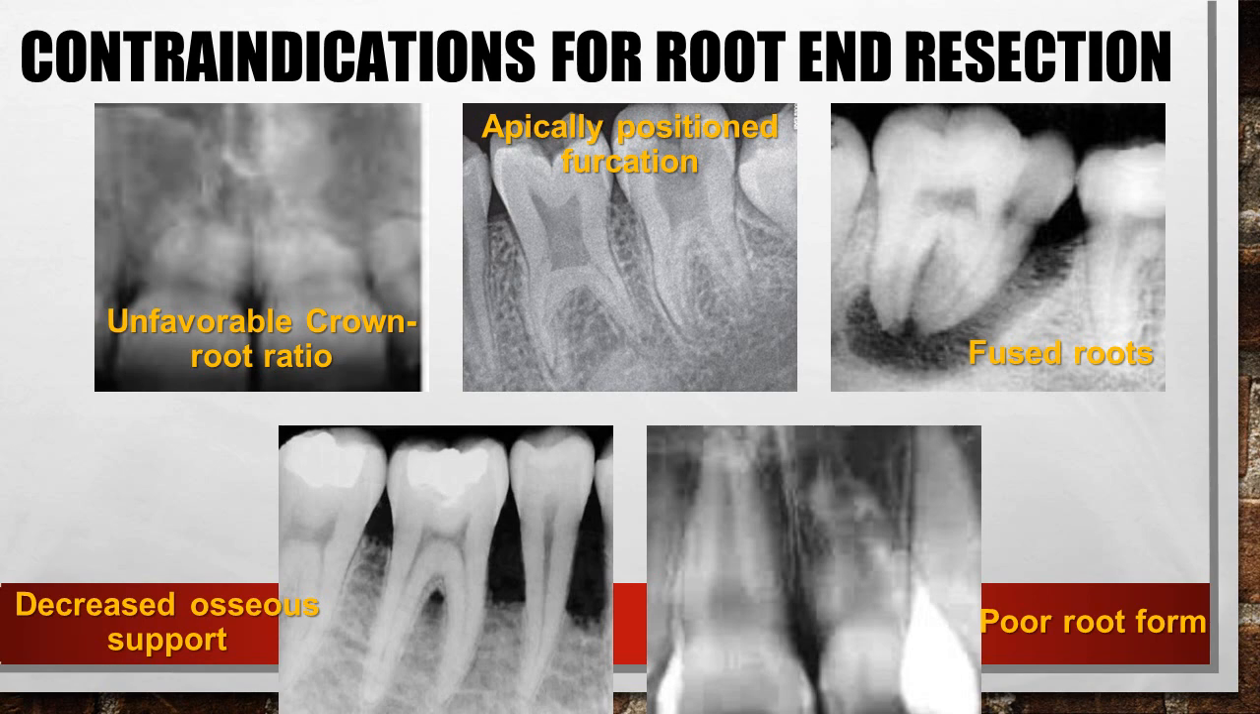If there is a chance of furcation involvement, because you can see the furcation is positioned apically, we do not wish to perform our root end resection, because the chances of perforation are higher. And if you have fused roots, yes, it is a complication, because when you are doing the root resection of one end, you might accidentally damage the other end also, and it may not be a very even resection of the root. So for fused roots, we do not prefer to do root end resection.